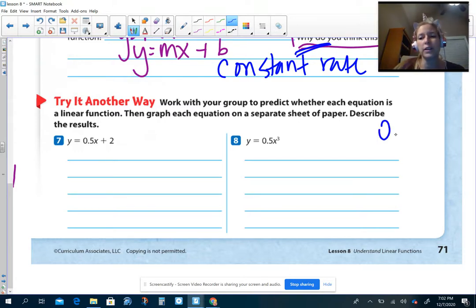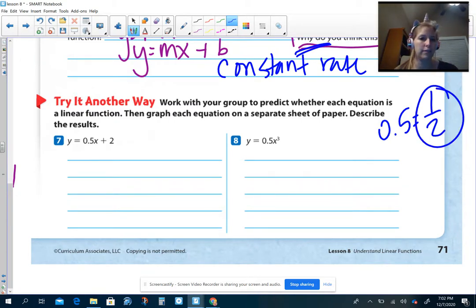Remember that equivalent from 0.5, an equivalent fraction is 1/2, okay? And you're just really dividing by 2 and getting half. But if you want to plug them in your calculator to check yourself, go for it, okay? So please pause my video. Which equation, decide if it's linear, and I want you to graph them, okay? Pause my video.